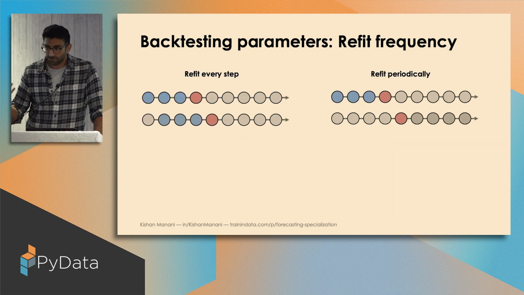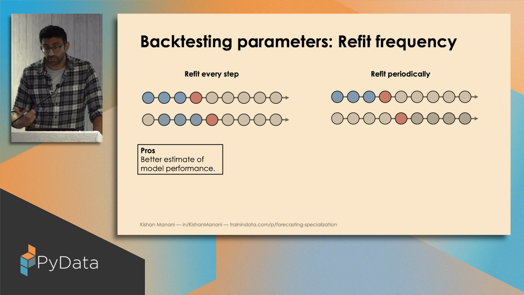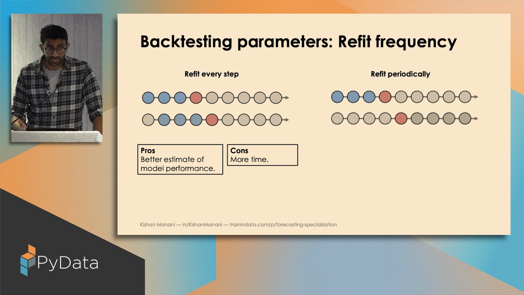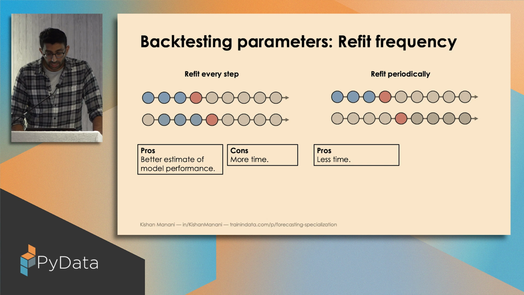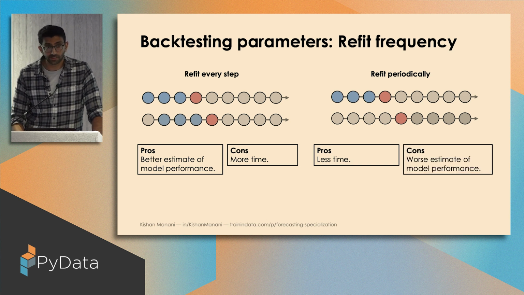And so if you want to refit at every step, that will give you a better estimate of model performance if you tend to refresh your models in production very frequently. But it takes a lot more time because at each backtesting split, you're going to have to retrain your model. Refitting periodically obviously takes less time, but you will have a worse estimate of model performance if in production you are in fact refreshing quite frequently.